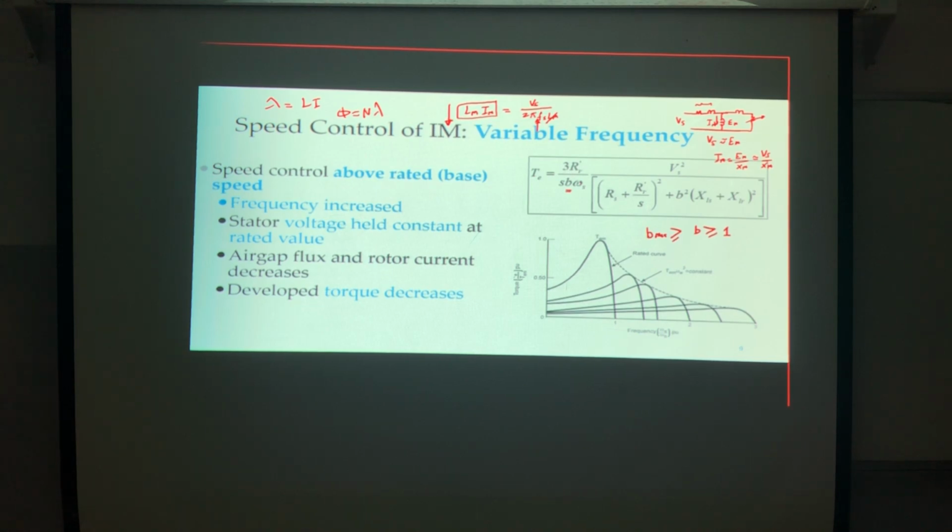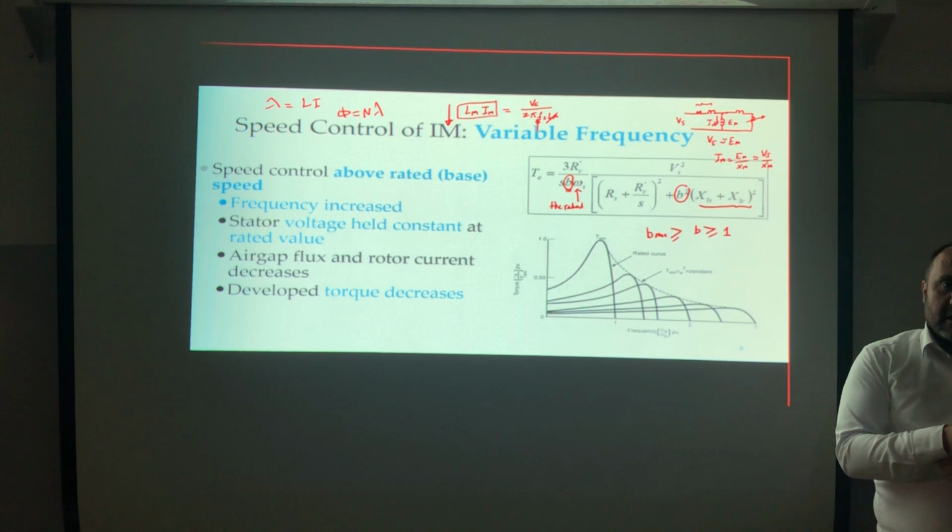So now, why am I adding here B, and why am I adding here B squared? Omega s, which is 2 pi F. So this one is the rated, correct? And those are the inductances calculated at the rated frequency.